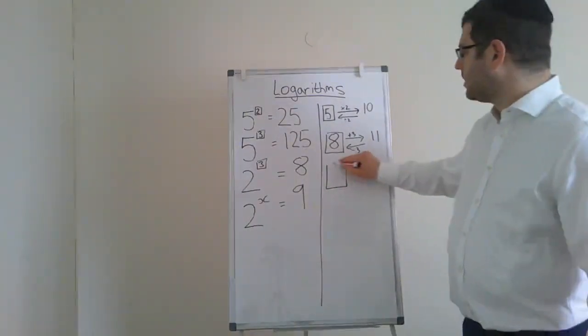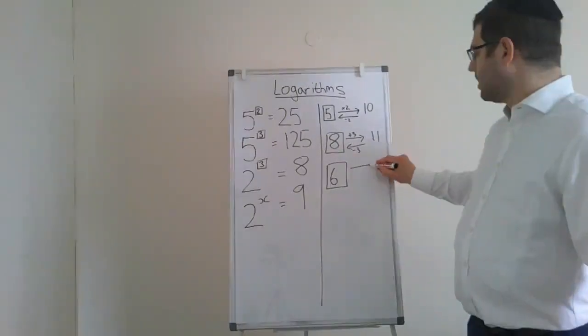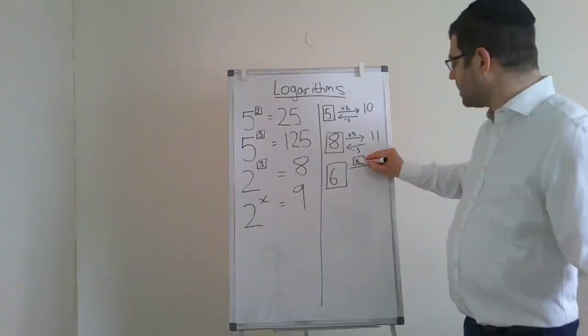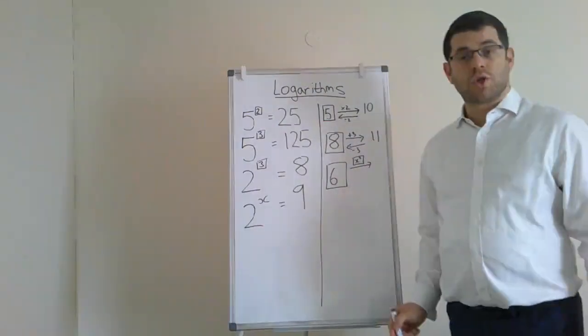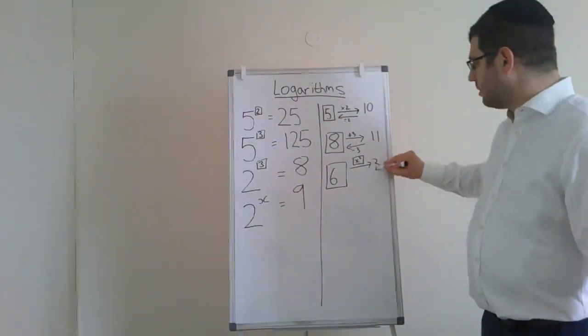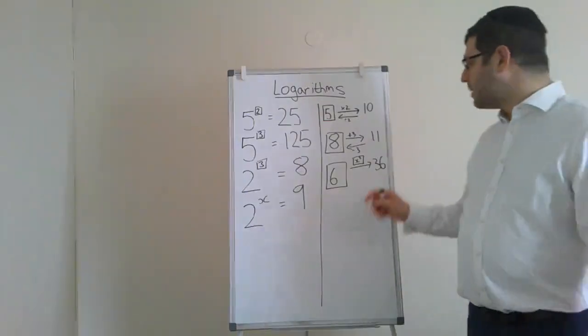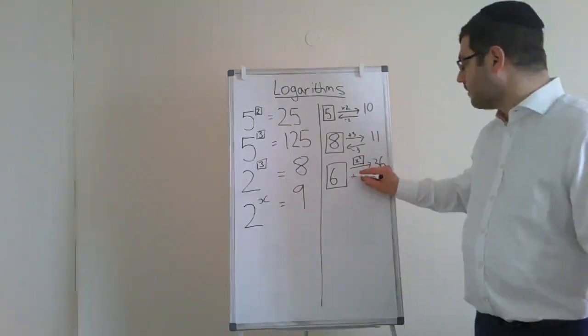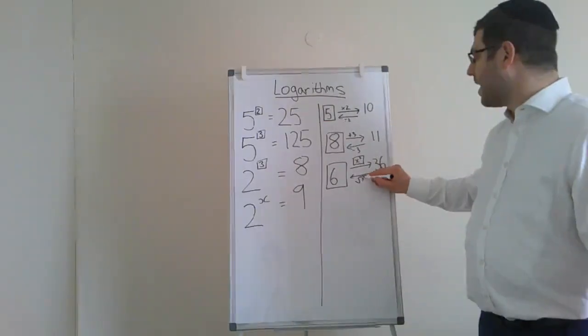Another number, 6. This time, you're familiar with this button on the calculator, I'm going to square 6. We get 36. How do we get back from 36 to 6? We do the reverse operation, which is square root.